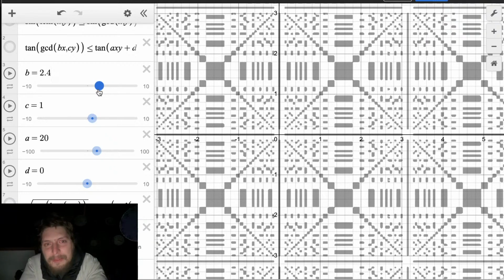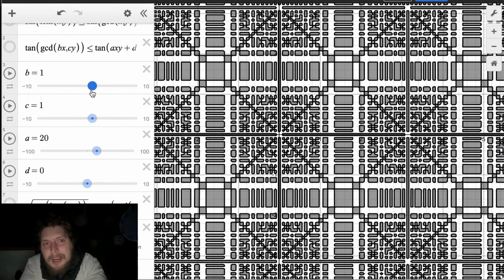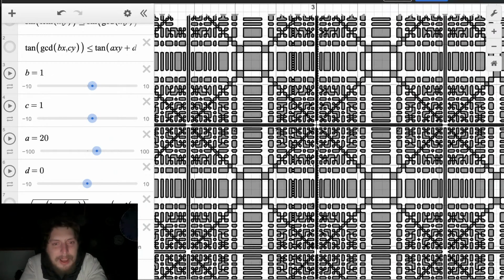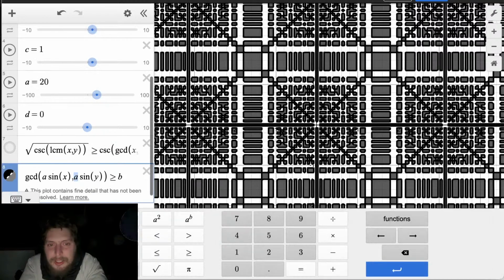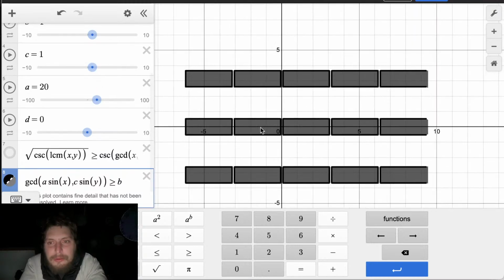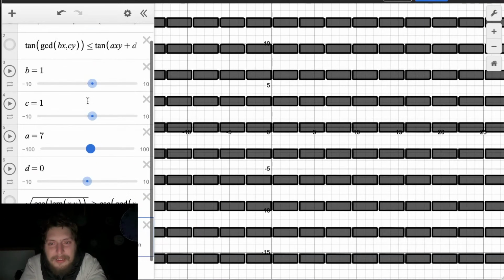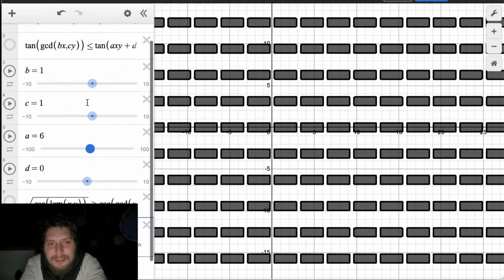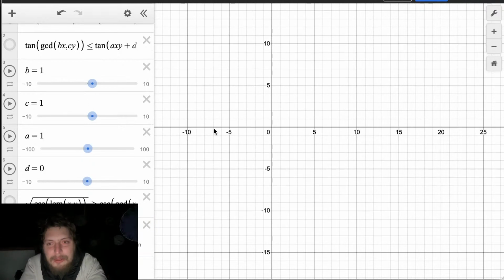That's pretty cool. Let's get b back to 1 for a moment, though, and edit something else, which is we're going to have one of these be a different variable. And c is 1 and a is 20 there, so they're too far apart. Get them back closer together. A and c are both 1 now.